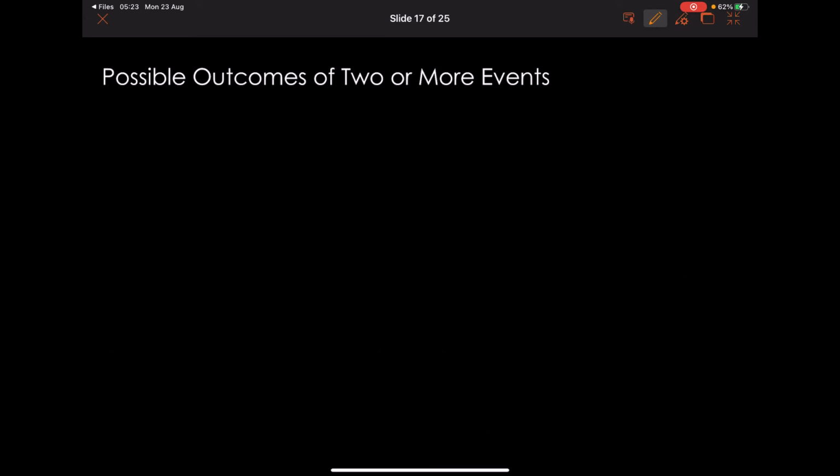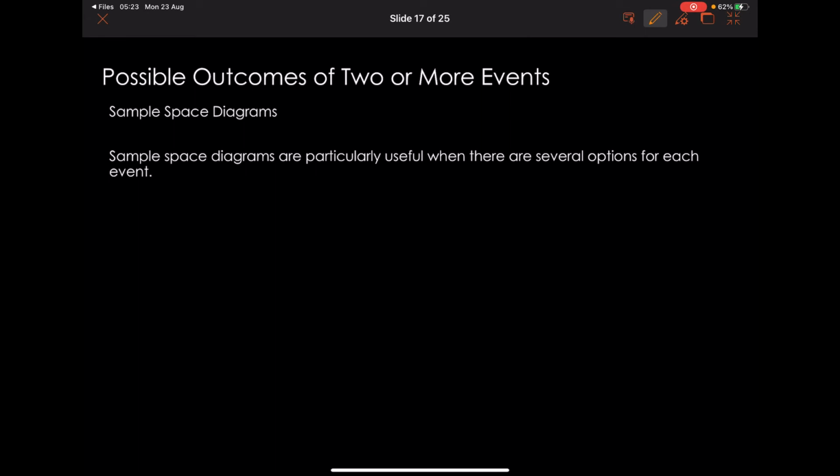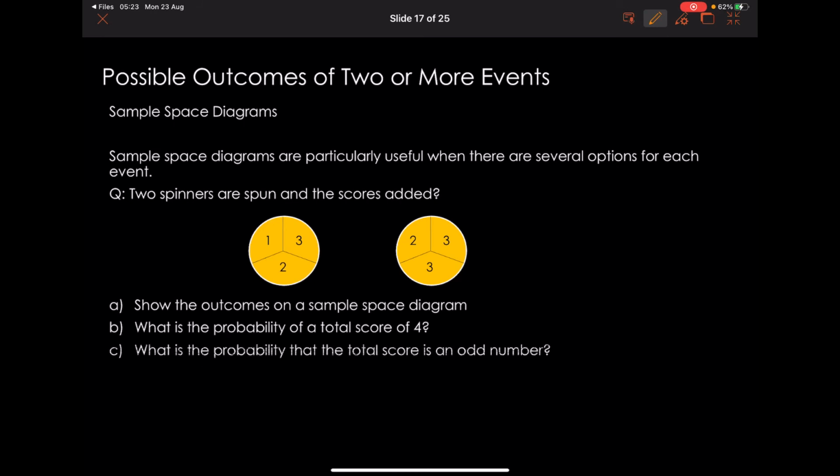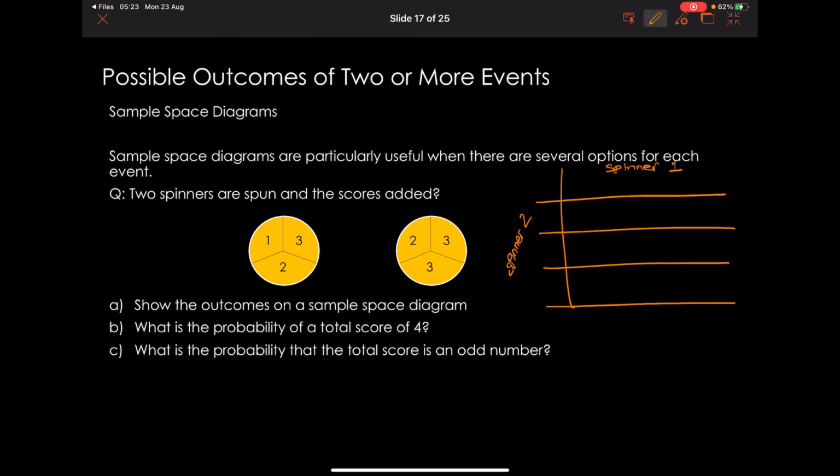Okay, sample space diagrams then. Now, these are quite good. Sample space diagrams are particularly useful when there are several options for each event. So here are 2 spinners, and they're spun and the scores are added together. And then you've got a bunch of questions here. Now, this is where you will have to draw the sample space diagram. What it's telling you is, and I'll start you off here, but then I've got it on the next page. On the first spinner, we can have spinner 1, and then spinner 2 here. And if you want to, you can have a go at doing this. And the scores are added together.